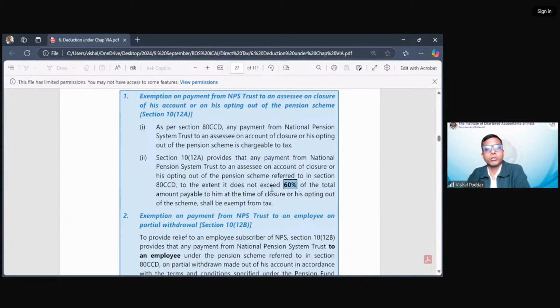However, there is some exemption. What it says, 10(12A) provides that any payment from the National Pension Trust to an assessee on account of closure of or opting out of the scheme referred to in this section, to the extent it does not exceed 60% of the total amount payable to him at the time of closure or opting out, shall be exempt. So this lump sum amount of 20 lakhs which you took at the time of closure of the scheme, out of 20 lakhs, 60% means 12 lakhs will be exempt. So only 8 lakhs is taxable.